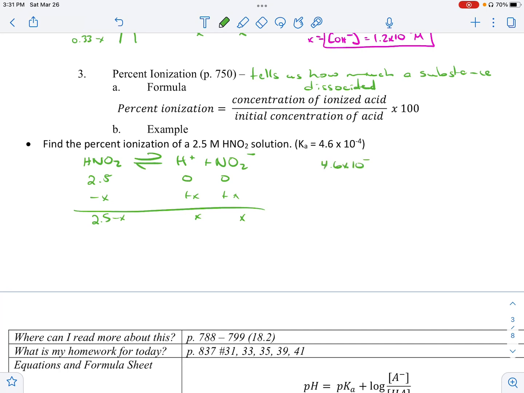Jumping ahead here, we've got 4.6 times 10 to the negative fourth is equal to x squared over 2.5 minus x. Lose that little x. So we're going to take 4.6 times 10 to the negative fourth and multiply that by 2.5, and we get x squared is equal to 0.00115. Square root of that. This is what we're looking for right here, this number x, because that's our H plus. And we're going to get 0.0339.